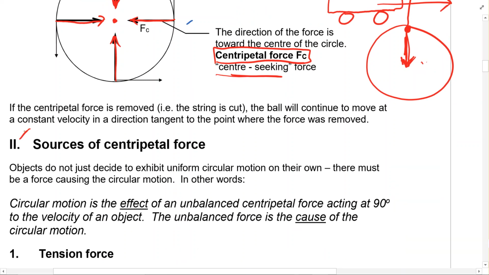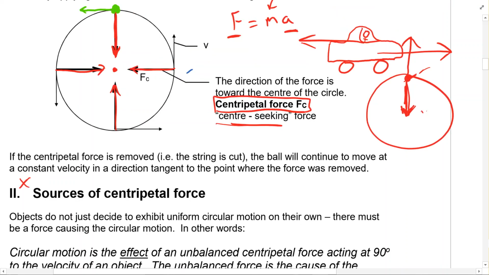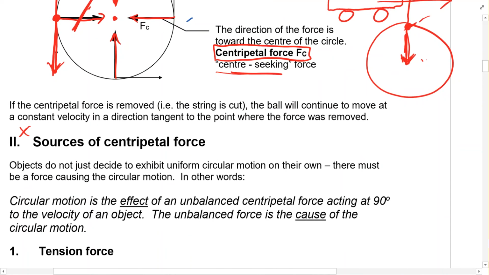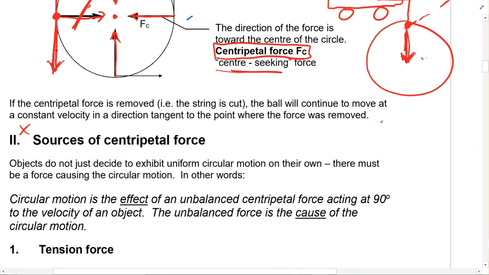Okay. So one more thing before I move on that I want to point you to is this. If the centripetal force is removed, i.e. the string is cut or you go flying off your ride, the ball will continue to move at a constant velocity in a direction tangent to the point where the force was removed. That all sounds confusing, but it's just what I was saying before. If the ball was right here and you cut the string, then the ball is going to go in that direction. That's just tangent to the circle, right? This is a line tangent to a circle. So yeah, that will also be something that will be on a test or a quiz, and it's going to show up a lot. So make sure you understand that concept as well.